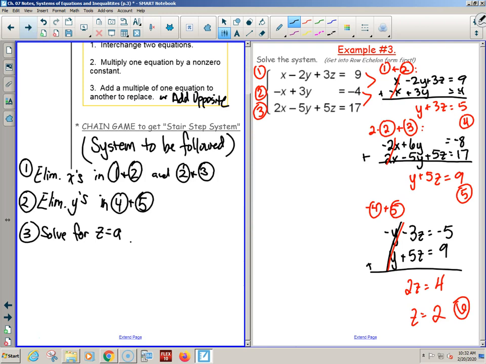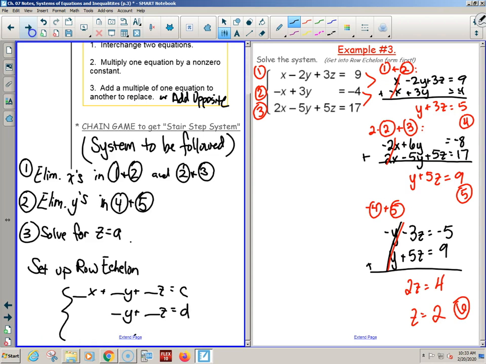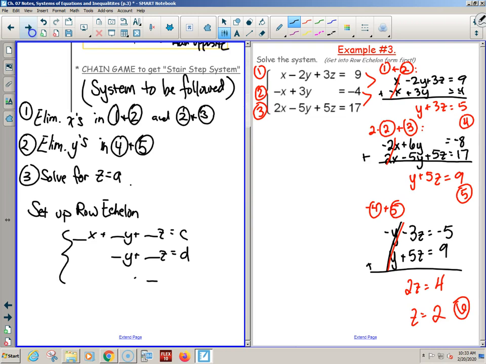That's our last step. Solve for z equals a number, and then technically we're just going to go ahead and set up our row echelon form. Now, if we weren't humans, computers would actually need to know who to put in. But for you guys, we're just going to pick one of the original equations that has some sort of x, some sort of y, some sort of z. We're going to pick either equation 4 or 5. Both of them should have a y and a z. And then all we got to do is throw in equation 6.